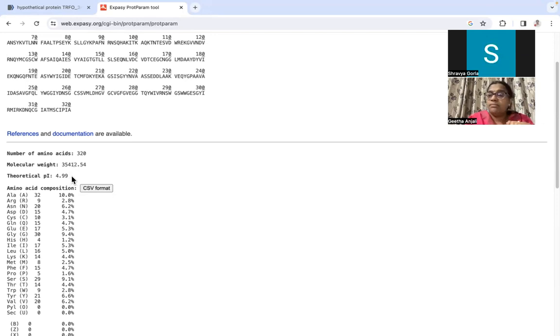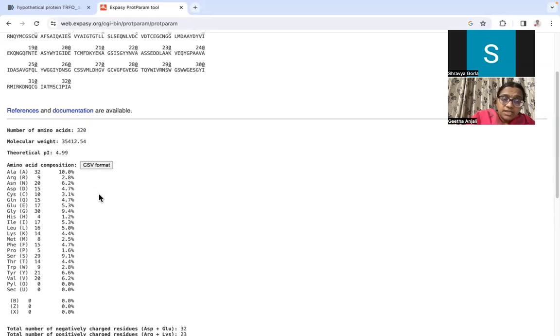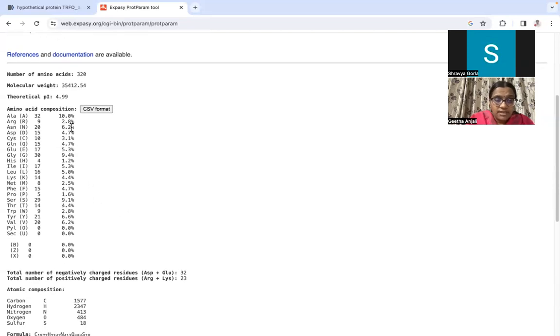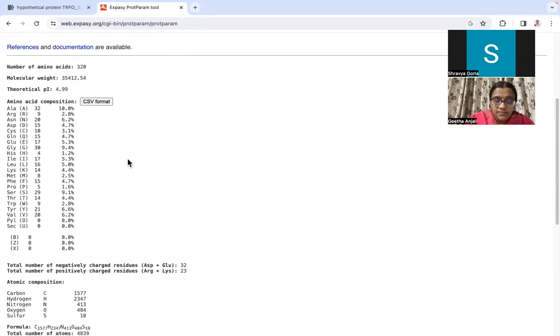And you see the theoretical pI. What is pI? pI is the isoelectric pH at which the protein will have an equal amount of positive and negative charges. This component is very useful when you do two-dimensional gel electrophoresis. You don't need to worry about it at this point of time, but they are very important parameters. Among all your 328 amino acids, you can see here that alanine has almost 10%. The composition of alanine is 10%. Likewise, you see all the different amino acids and their percentages.